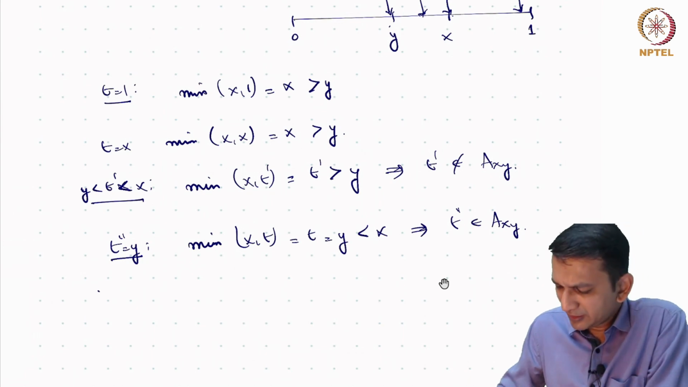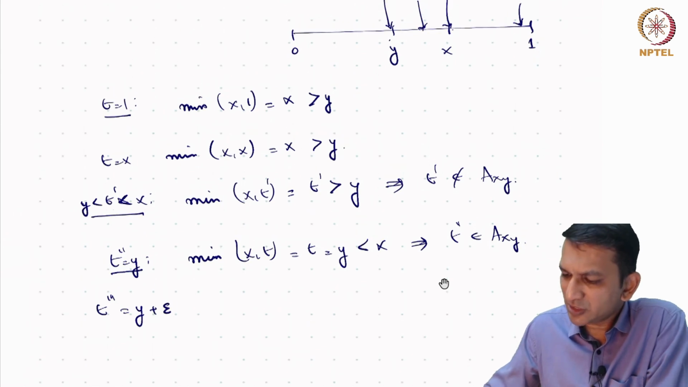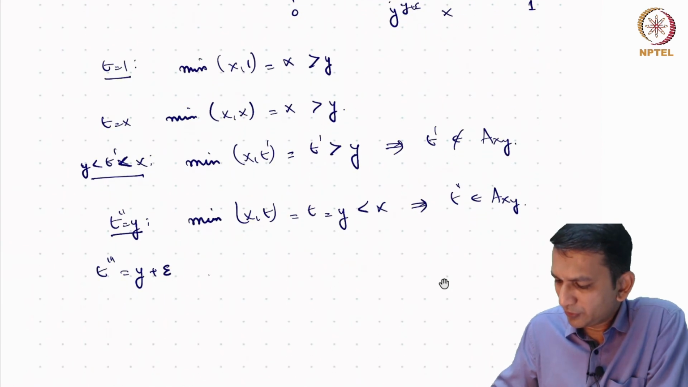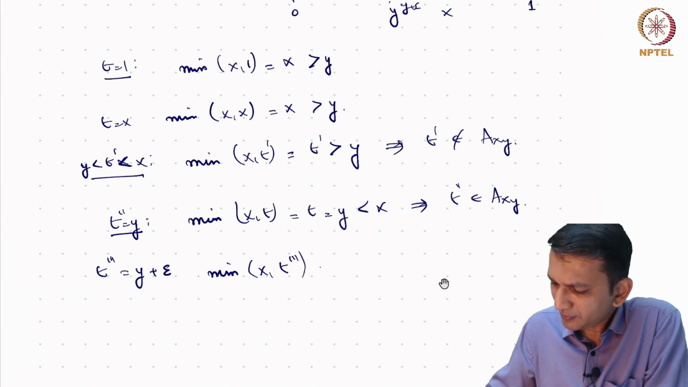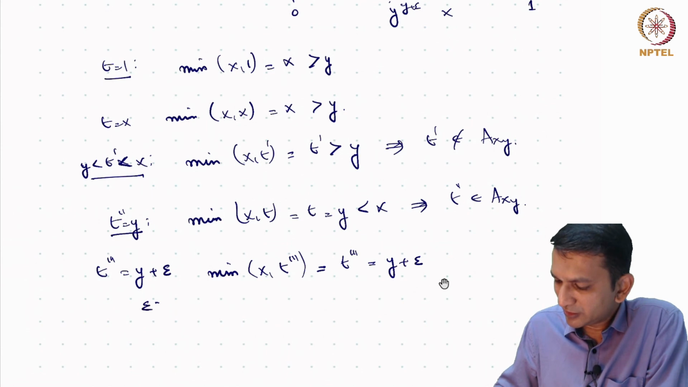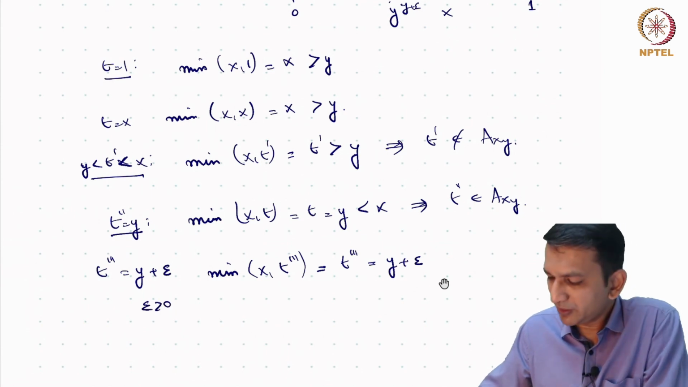What if I take t triple dash as y plus epsilon? That means it is just marginally above y. If you look at this, min of x comma t triple dash is equal to, it is still smaller than x, so it is t triple dash, which is y plus epsilon. Since epsilon is definitely greater than 0, however small it may be, this is greater than y. This implies that t triple dash does not belong to Axy.